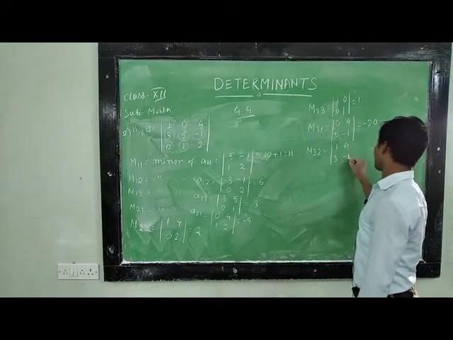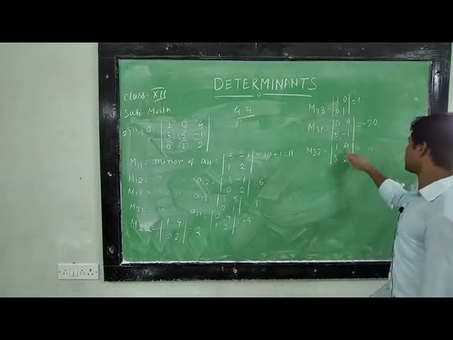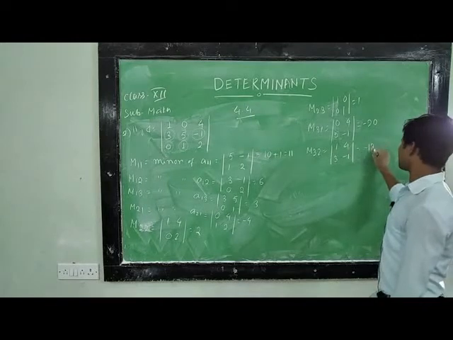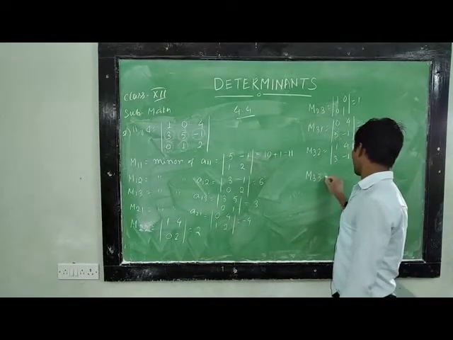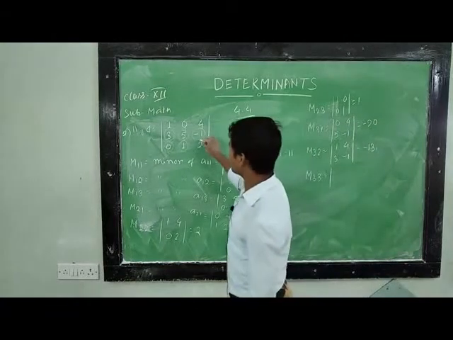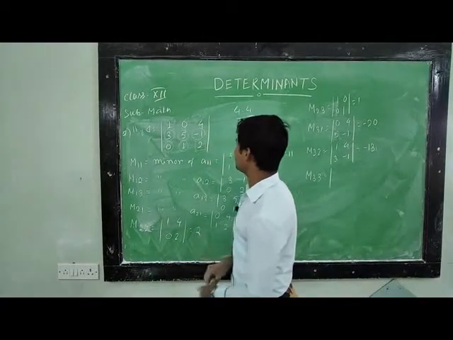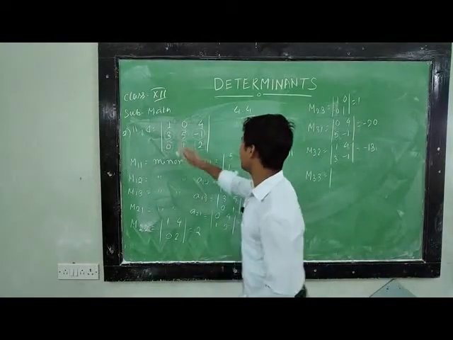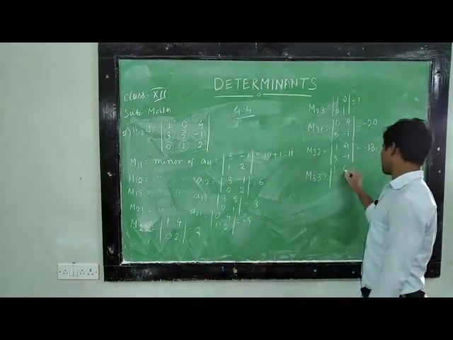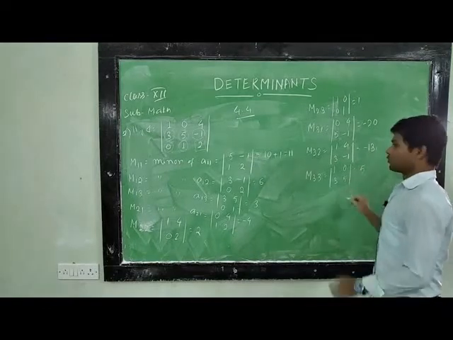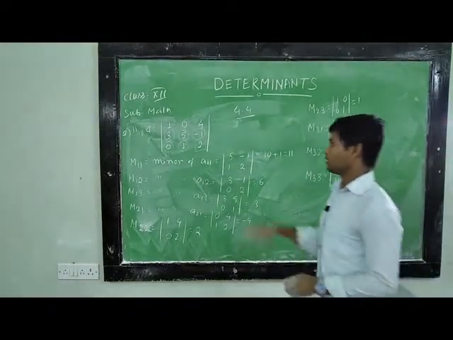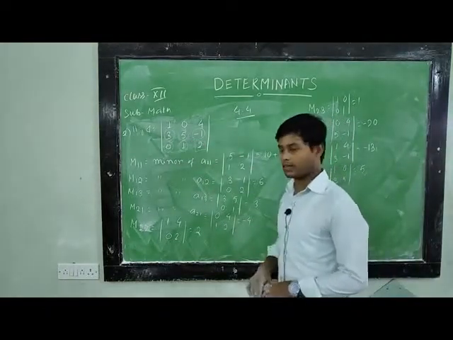143 minus 1. So it will be minus 1 minus 12, that means minus 13. And M33, M33 means the minor corresponding to this element. So it will be 10 minus 5, and that is equal to 5. So these are the minors of the determinant corresponding to each element.